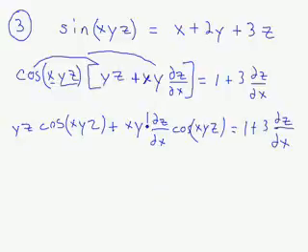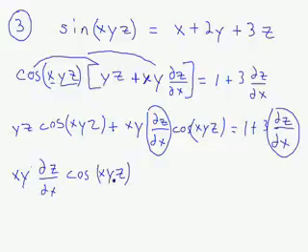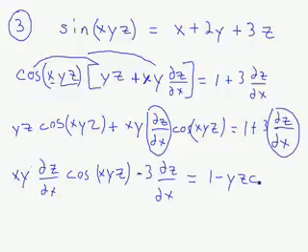Okay, so we need to get everything with dz/dx on the same side of the equation. I'm going to get everything with dz/dx on the left hand side. So x times y dz/dx cosine xyz I'm going to leave on the left side. I'll subtract the 3 partial z with respect to x to get it to that side, and then on the right side we'll be left with 1 minus y times z cosine xyz.